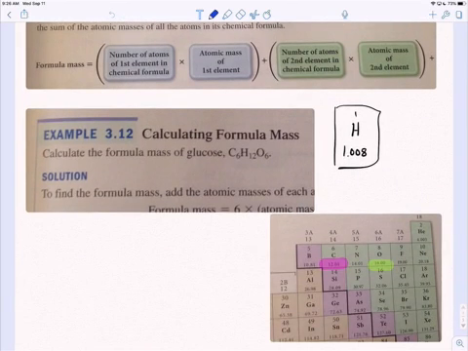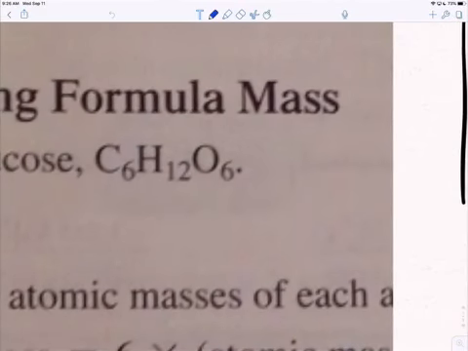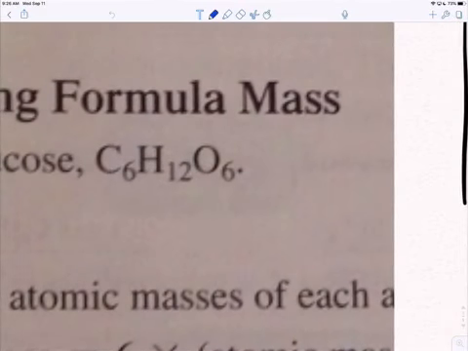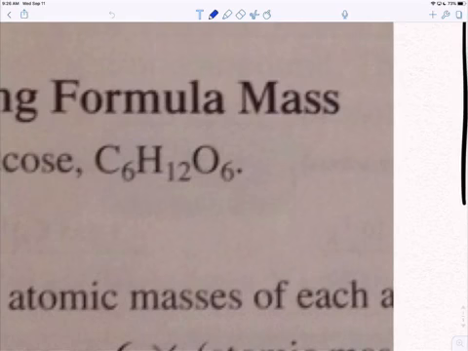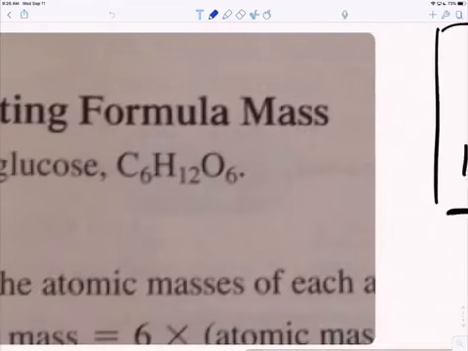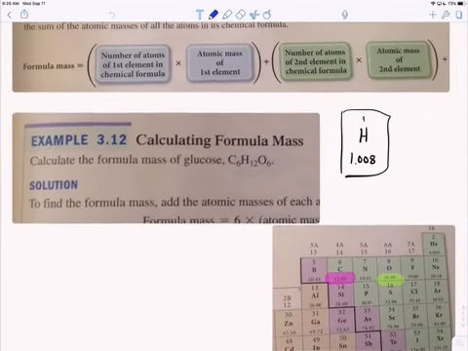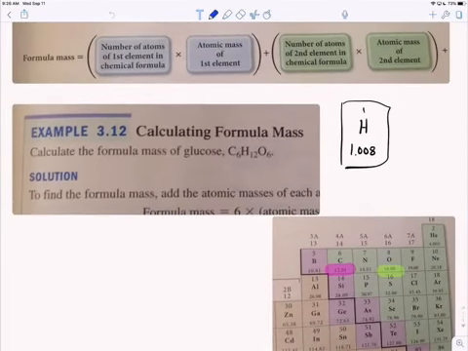So glucose, calculate the formula mass for glucose, C6H12O6. The subscripts here, when you see C6H12O6, mean that there are 6 carbons, 12 hydrogens, and 6 oxygens. So those subscripts mean the number of each of those elements. And if you already know that, I'm sorry. I'm just making sure that everyone is on the same page.